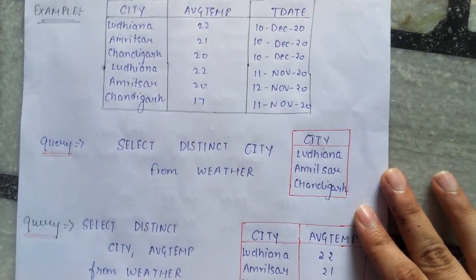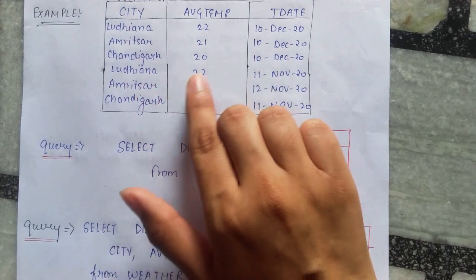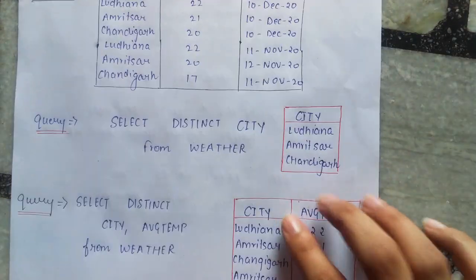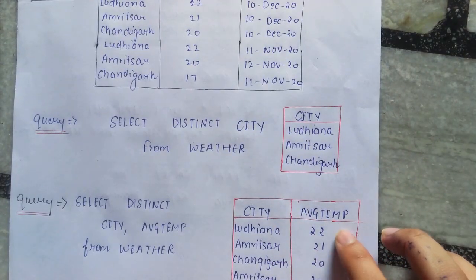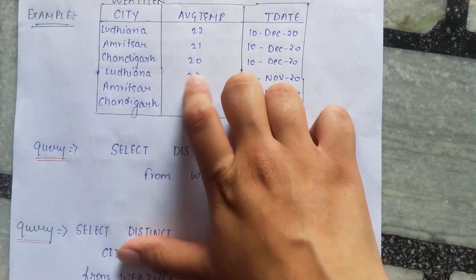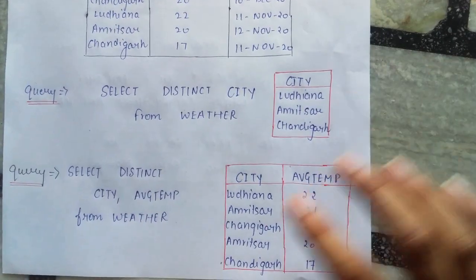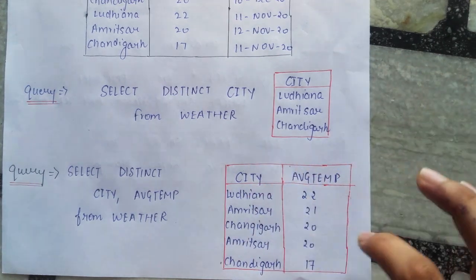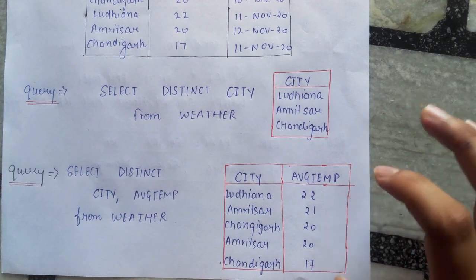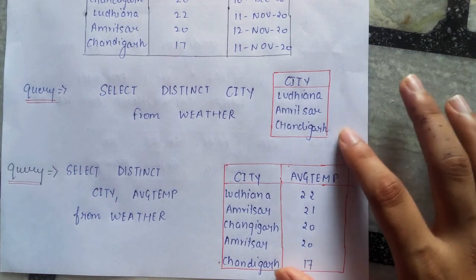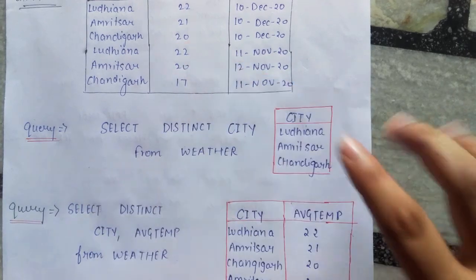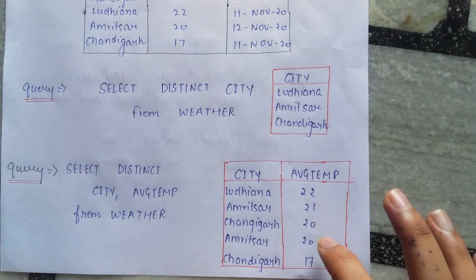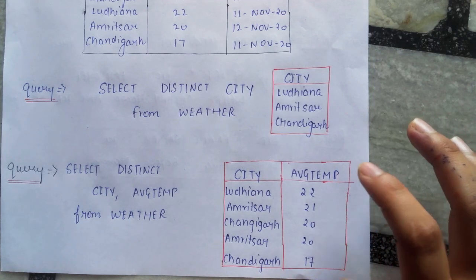But after Chandigarh, the fourth record is Ludhiana 22, and we can see that this record is repeating here also. That means Ludhiana 22 is already present in the table, so it will discard this record. See, in the result it is not present because it is discarded for repeating. So it does not consist of any duplicate value, it only consists of distinct values. After that there is Amritsar 20. Although there is also Amritsar, there it is Amritsar 21, so this one is distinct from that. So this is the result of the DISTINCT clause.